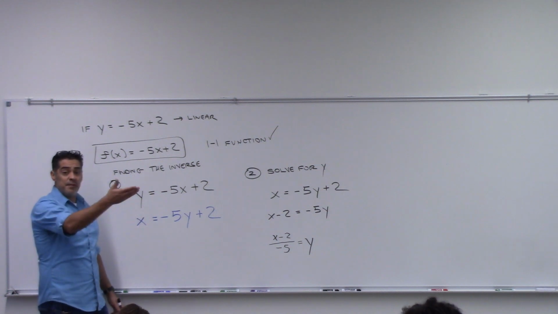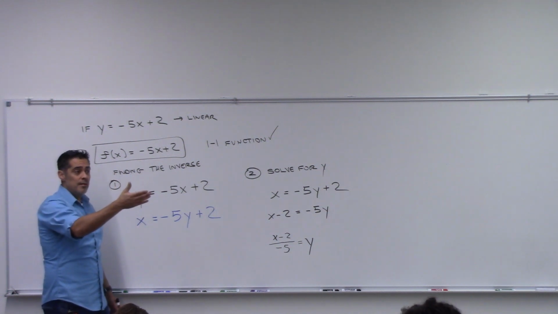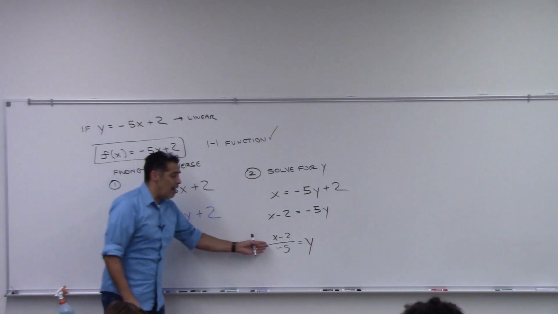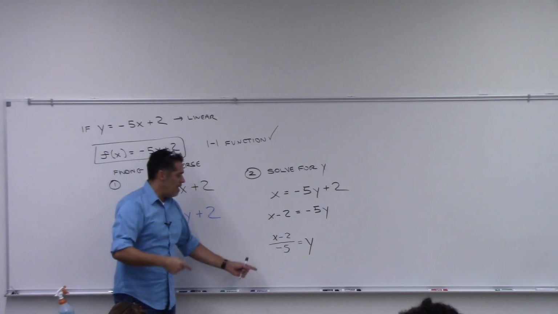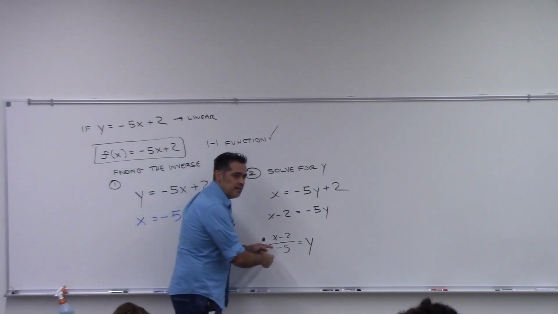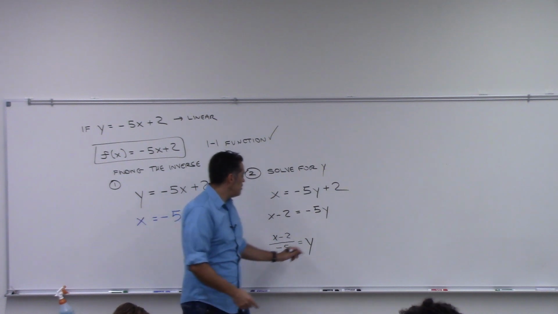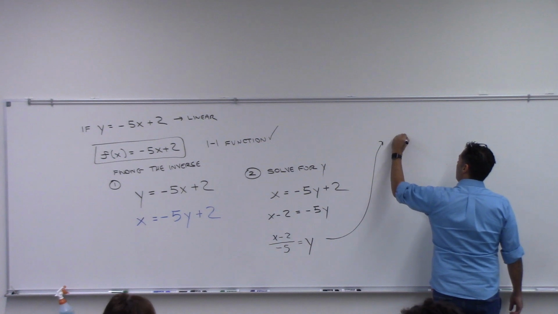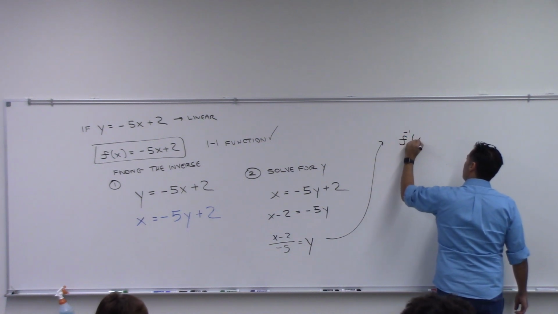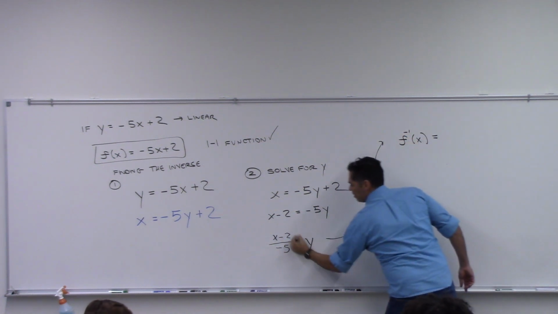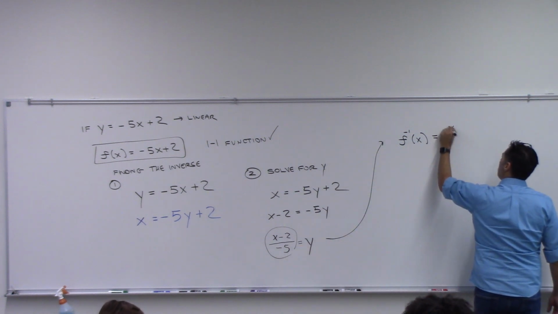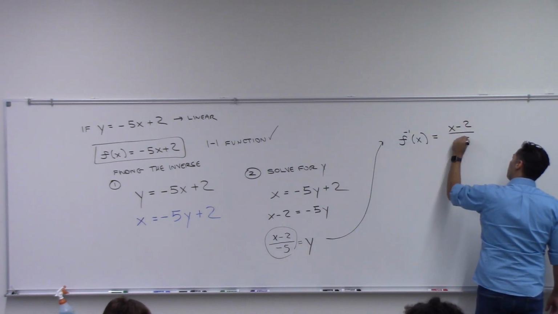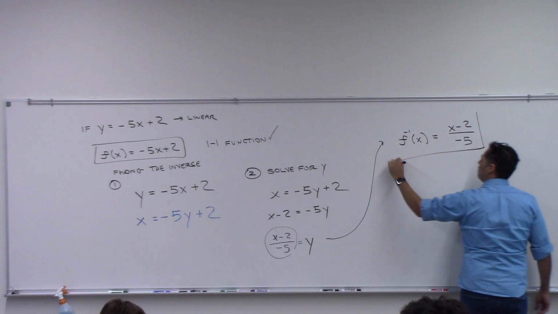And it says if you can solve for y, okay? If you can solve for y, which we did, right? We solved for y. This is the inverse then. That's what it's saying. This right here is the inverse. So this means, since we solved for y, that the inverse of that function is this side right here: x minus 2 over negative 5. Guaranteed.